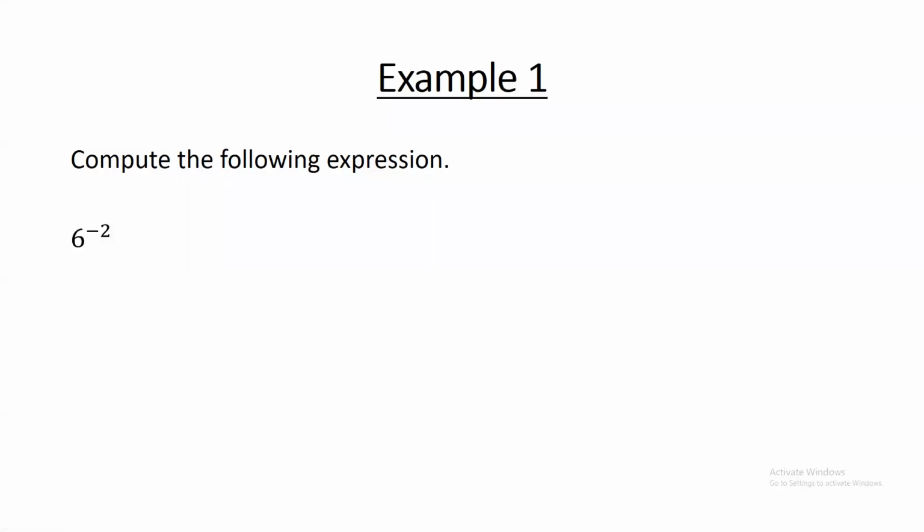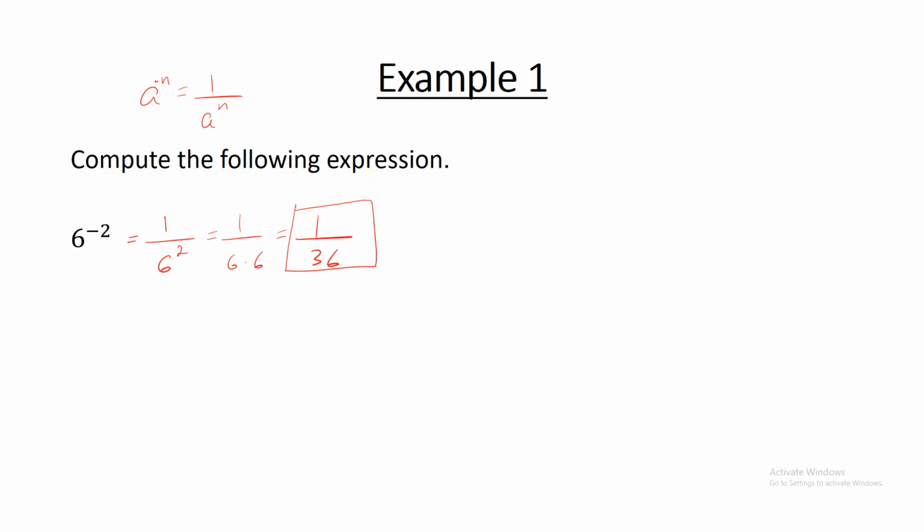Okay, now let's take a look at some examples. So if we want to evaluate 6 to the power of -2, remember, since our rule is that a to the power of -n is 1 over a to the power of positive n, that means 6 to the power of -2 is 1 over 6 to the power of +2. And 6 to the power of +2 is, of course, 6 times 6, which is 36. So the answer is 1 over 36.